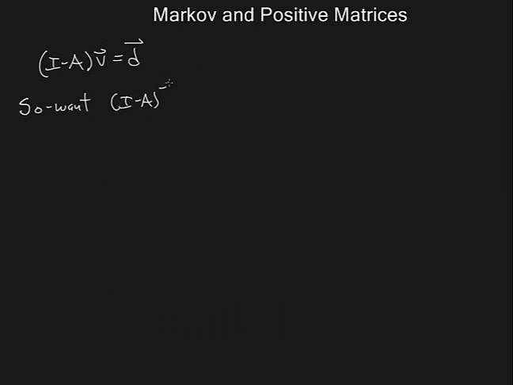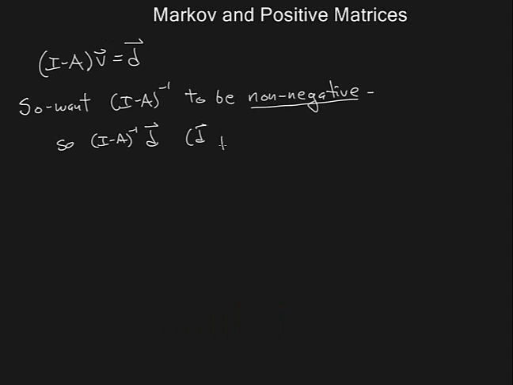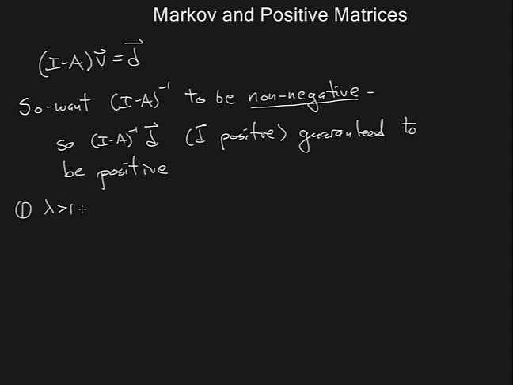But now here's the crucial point. We really want this inverse, I minus A inverse, to be non-negative. This has some meaning because the solution is going to be I minus A inverse times D, and D is some positive numbers. And I'd like this to have meaning, and so I'd like this to be positive for any choice of D. So this I minus A inverse had better be a positive matrix.